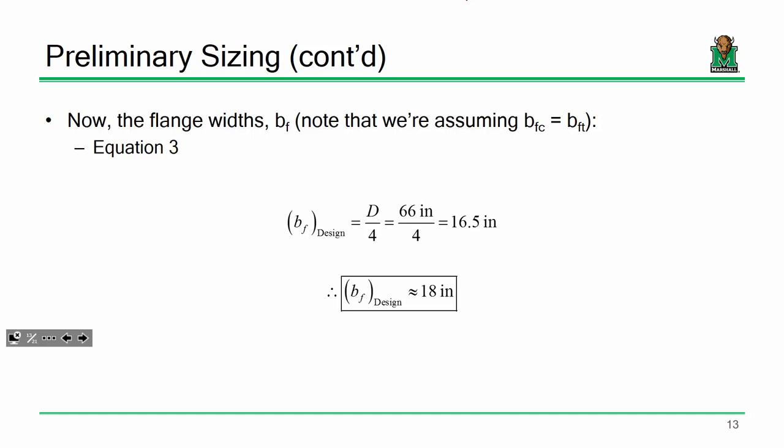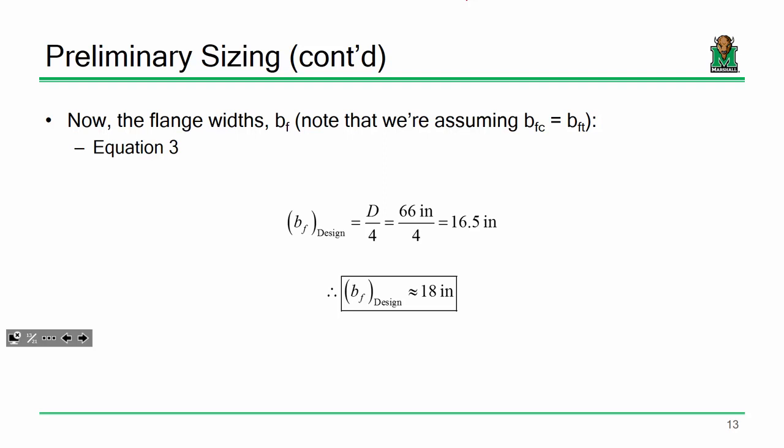What I like to do with flange widths is round them to the nearest 2-inch increments, like 14 inches, 16 inches, 18 inches, 20 inches. That's just typically what I do. So I'm going to round that up and say 18. And you'll notice with a lot of these dimensions, I'm rounding up, not rounding down, because I find it's a little easier to take a stocky girder that's a little too strong and trim it down.